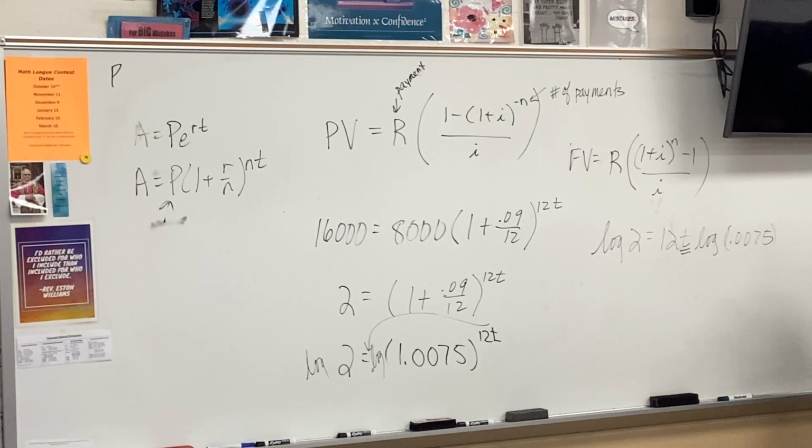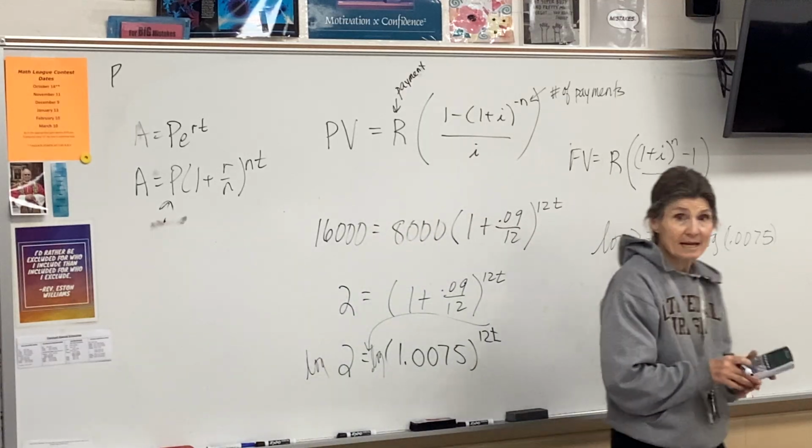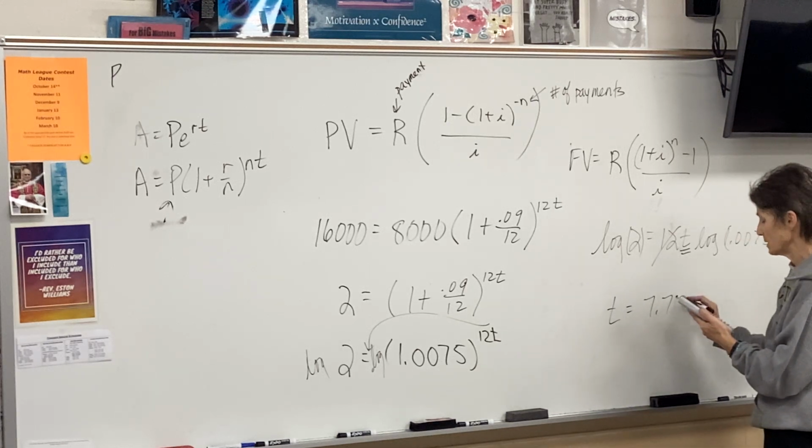Now, this is what you're solving for. Aren't we going to have to do 2 divisions? Aren't we going to have to divide by 12 and divide by the log of that decimal? So I'm going to take log 2, close those parentheses, and divide by 12. Then I'm going to divide by the log, another division, 2 divisions. So log 2 divided by 12 divided by log 1.0075.